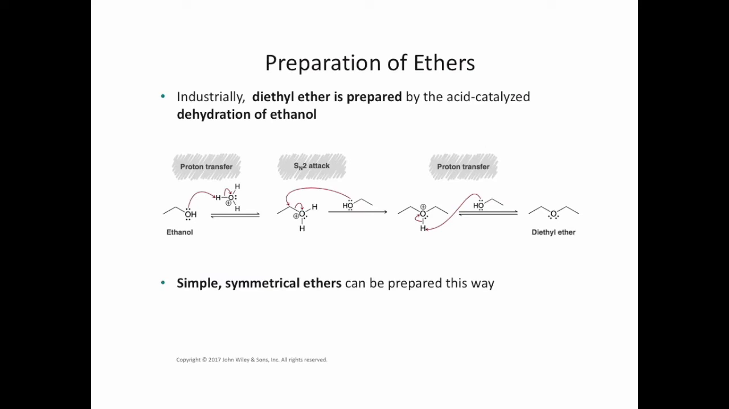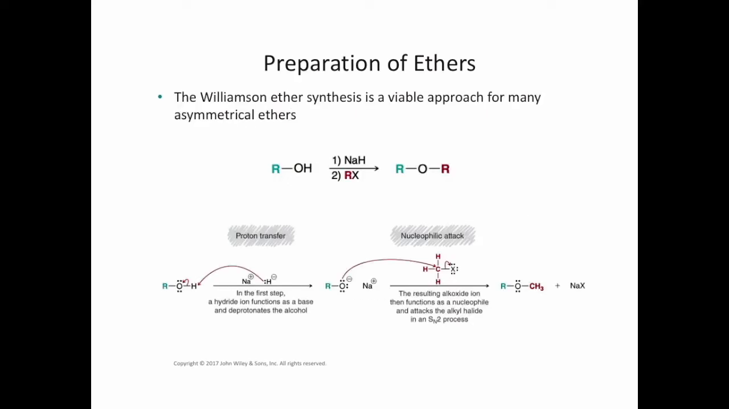Industrially, diethyl ether is prepared by the acid-catalyzed dehydration of ethanol, as shown here, and simple symmetrical ethers can be prepared in this way. Perhaps the most famous ether synthesis is the Williamson ether synthesis, and this is a very viable approach for asymmetrical ethers, where the R groups on either side are different from one another. So this is a 2-step reaction. In the first step, you use a base, typically sodium hydride, and that's going to remove the acidic hydrogen off of the OH group.